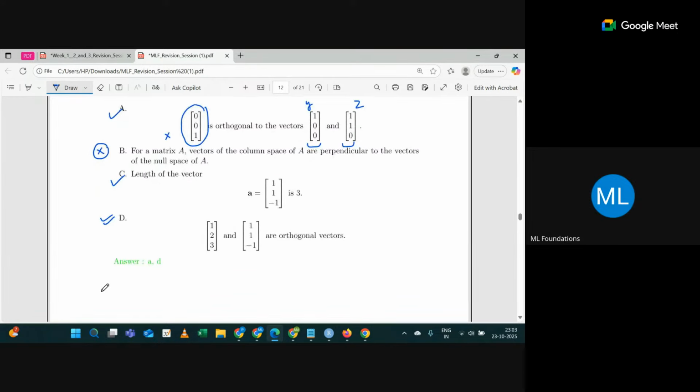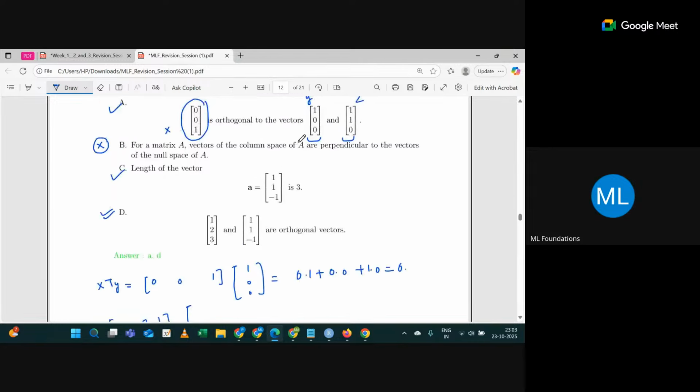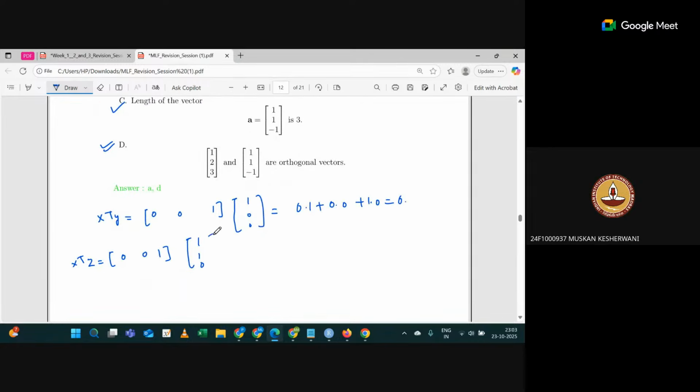If you see x transpose y, x is (0, 0, 1) and y is (1, 0, 1, 0, 0). So it's 0 plus 0 into 1 plus 0 into 0 plus 1 into 0, which is 0. And x transpose z, where x is (0, 0, 1) and z is (1, 1, 0), again it's 0 plus 0 plus 0, which is 0.